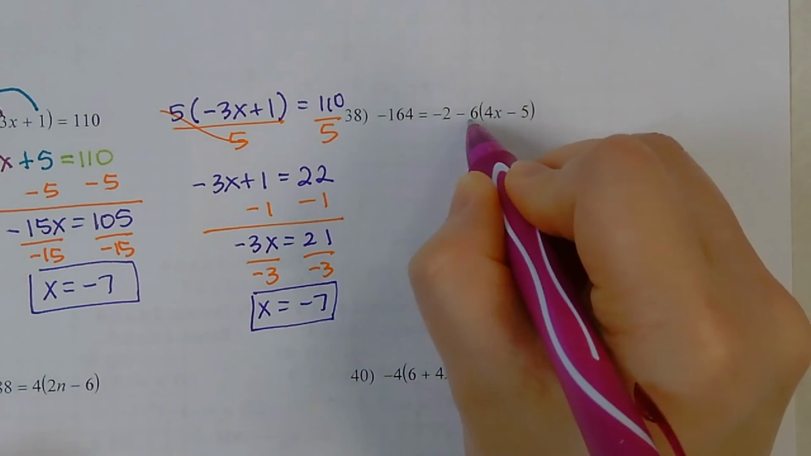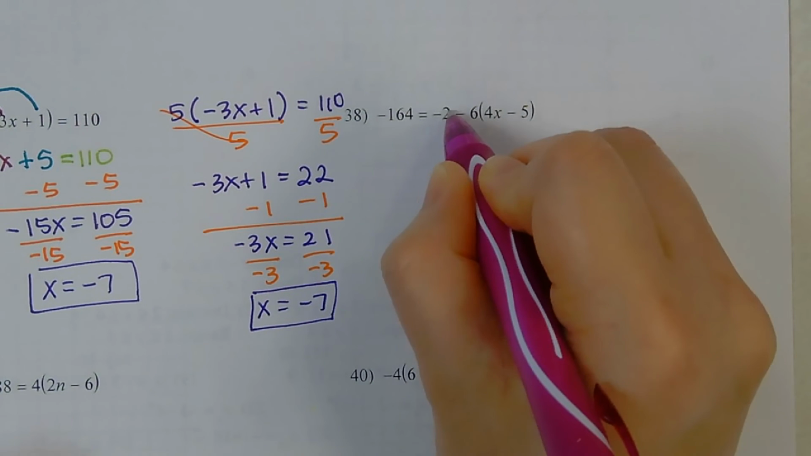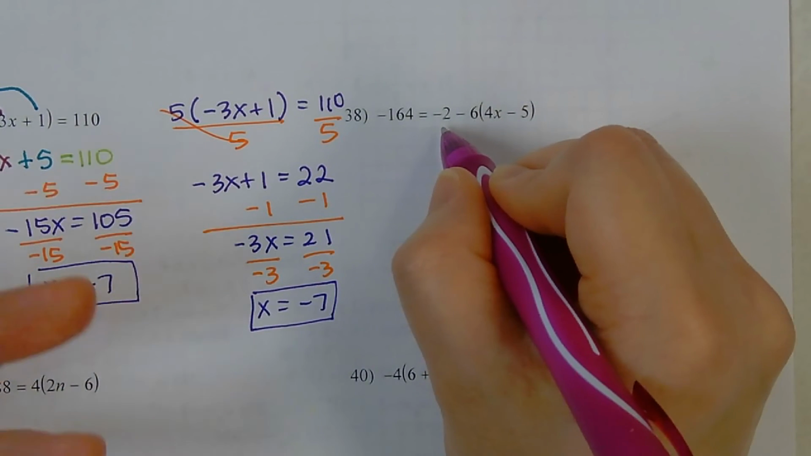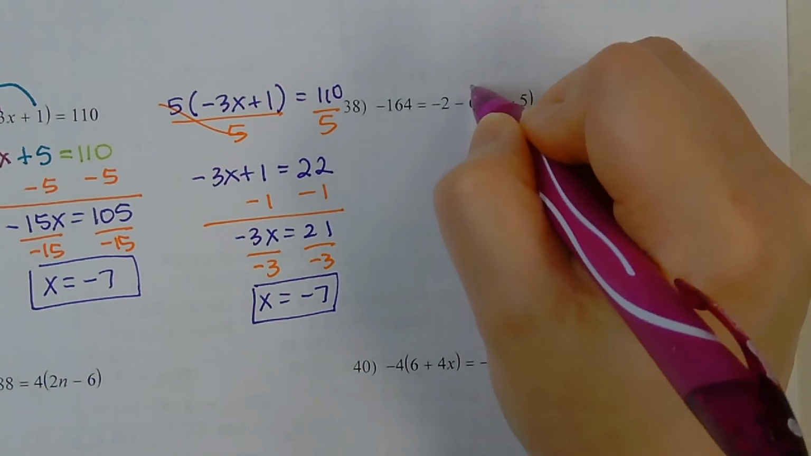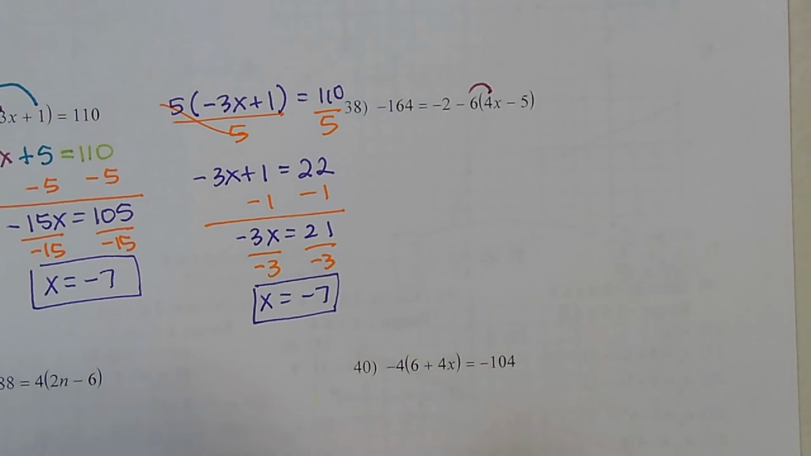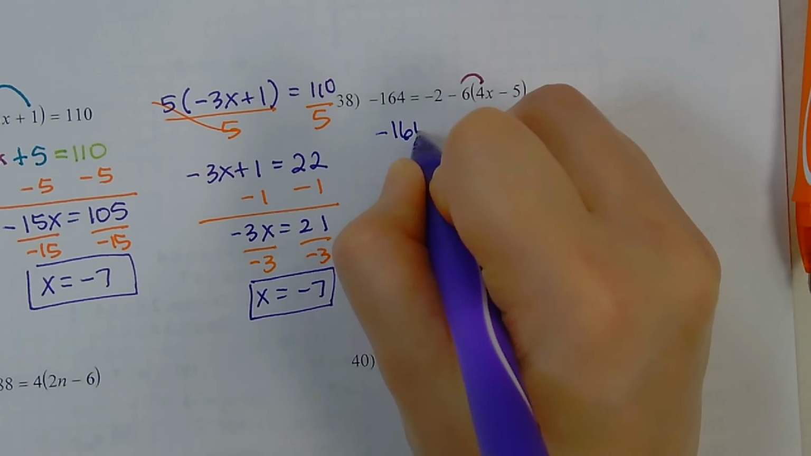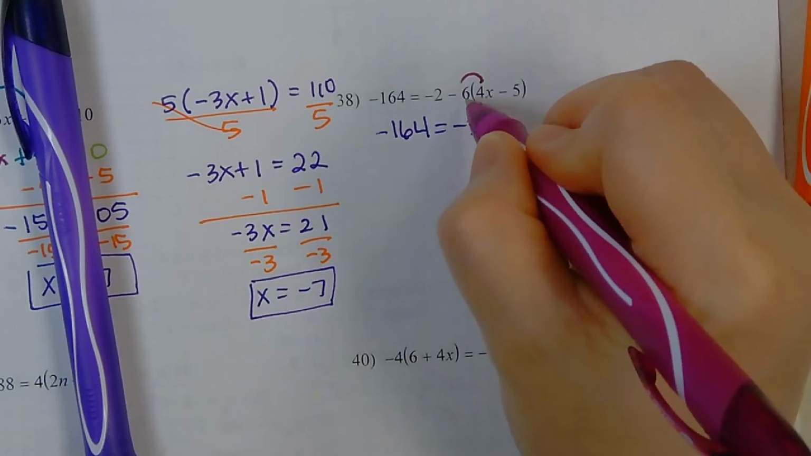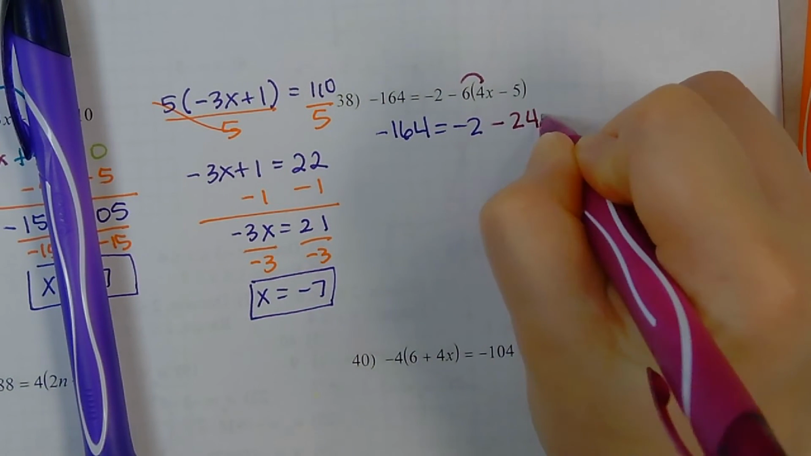All right? Okay, and I'm going to do number 38, and then you can practice the rest of them. Again, right here we have to distribute. I would not divide by 6 here, only because I would also have to divide by the negative 2. Negative 2 divided by negative 6 is going to be 2 over 6, which is not something I want to deal with right now. So I'm going to just distribute this negative 6 first. So I'm going to copy everything else down. So negative 164 equals negative 2, because we did not do anything with those yet. Negative 6 times 4x is going to be negative 24x.